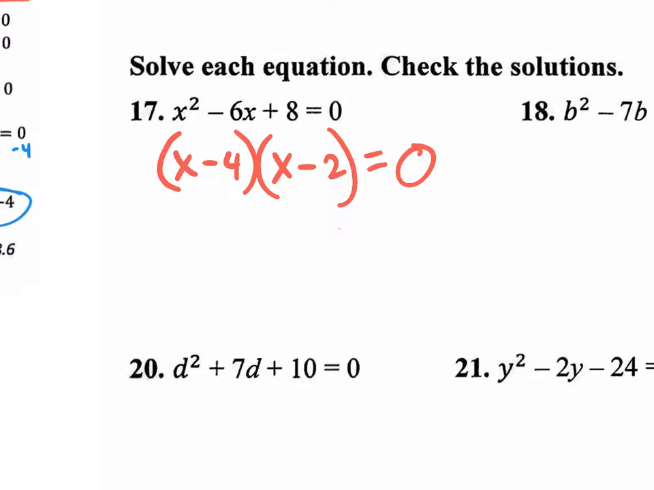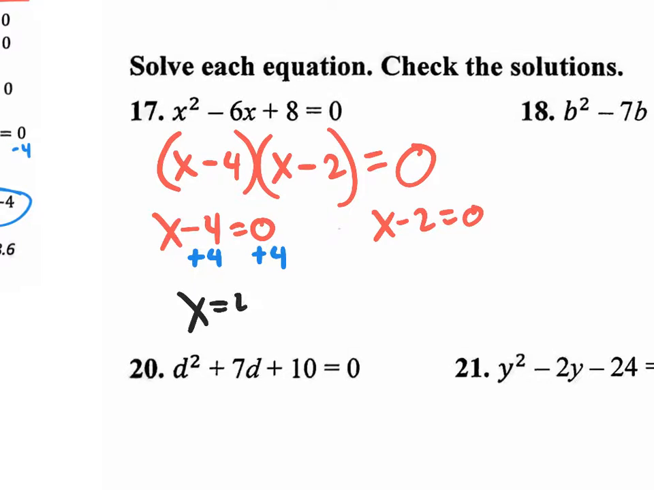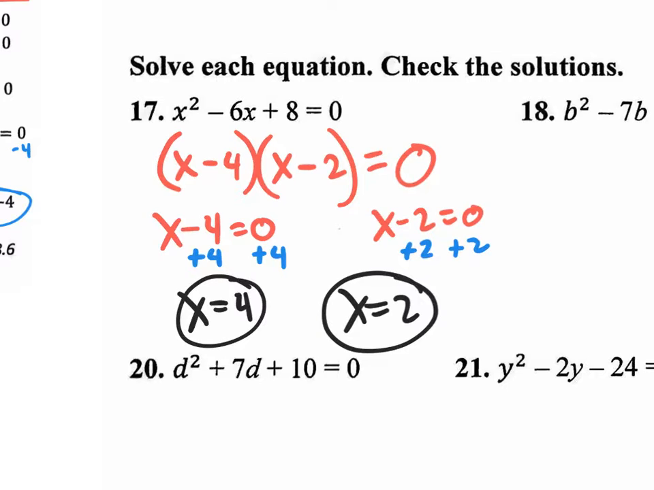Okay? And now we're going to split it and solve. So I'm going to rewrite it as x minus 4 could equal 0, and x minus 2 could equal 0. And if I solve both of them, plus 4, I'll get one answer, x equals 4. And if I solve the other one, plus 2, I get my other answer, x equals 2. So those are my two answers for 17.